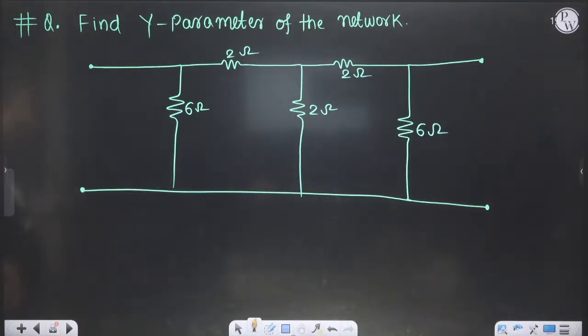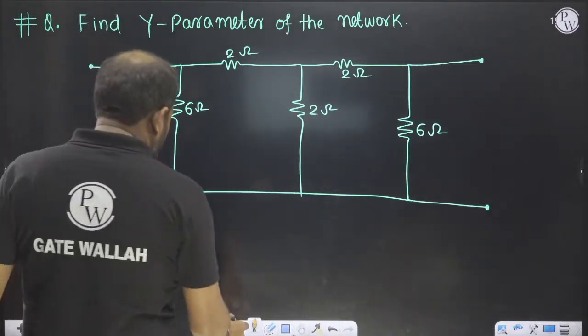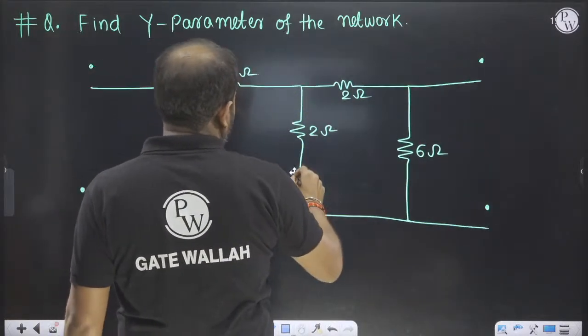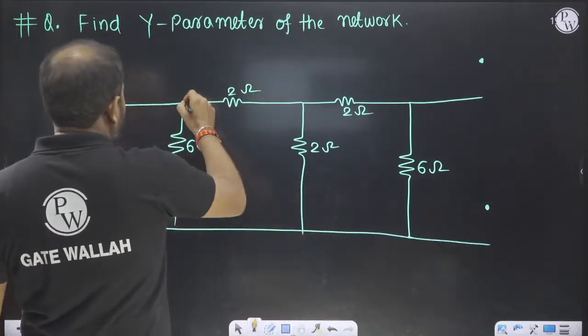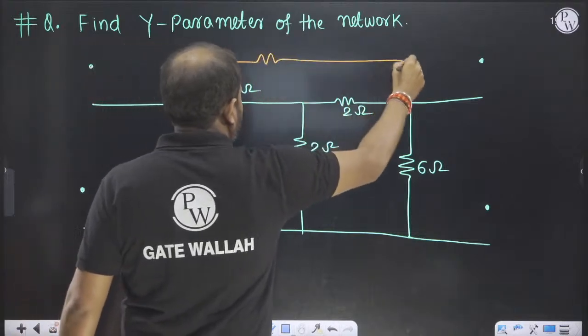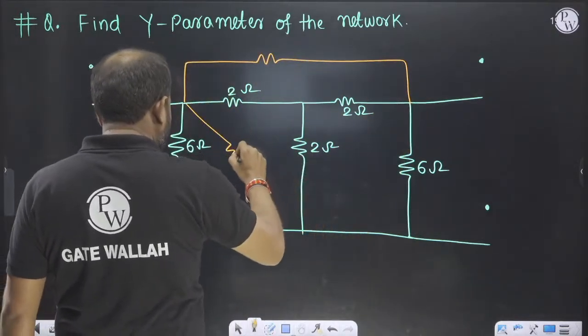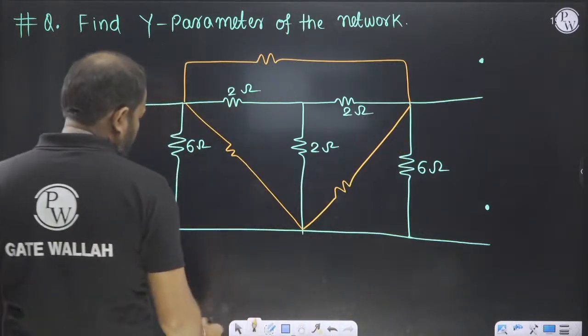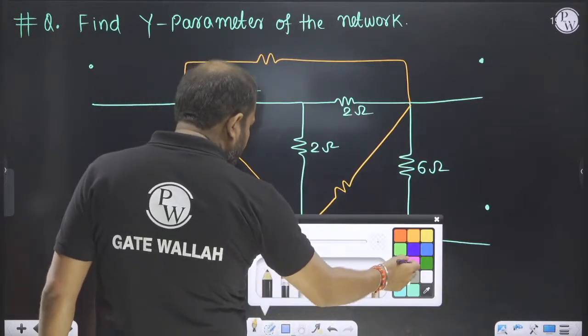So you can convert this into a T network and then the Y parameter, or the Z parameter then the Y parameter, or you can convert to a pi network and then calculate the Y parameter. The pi network is easy here. How do you calculate the pi network? It is very easy. So this one is the pi network.